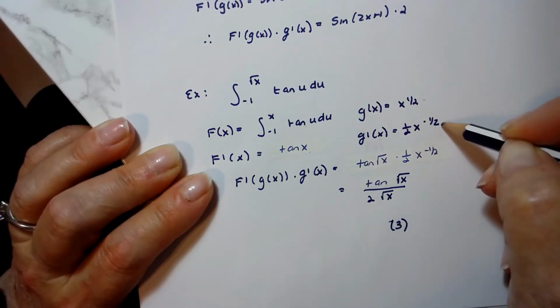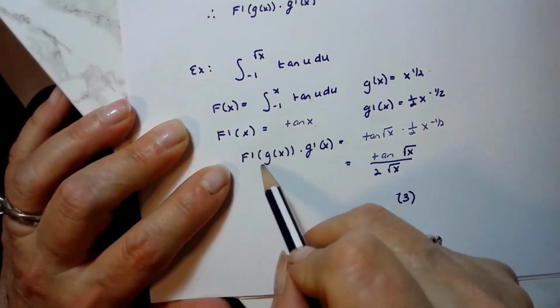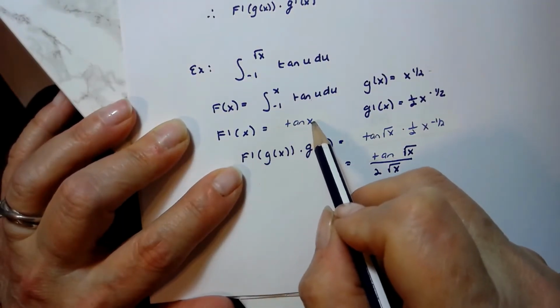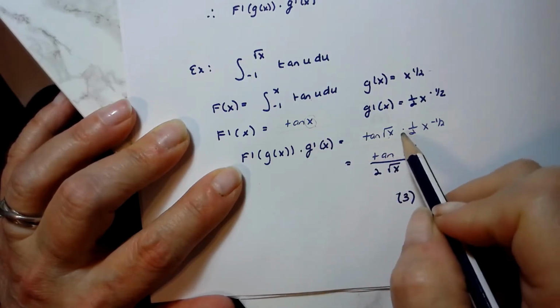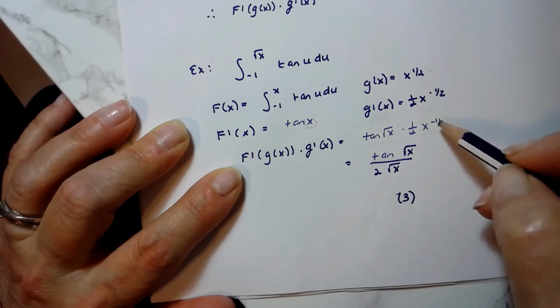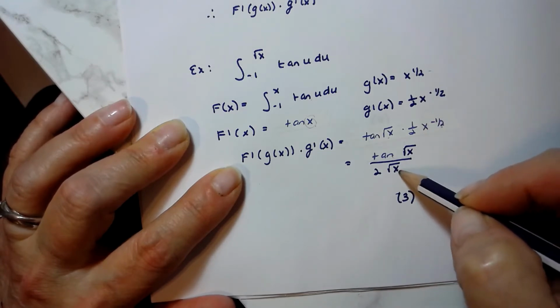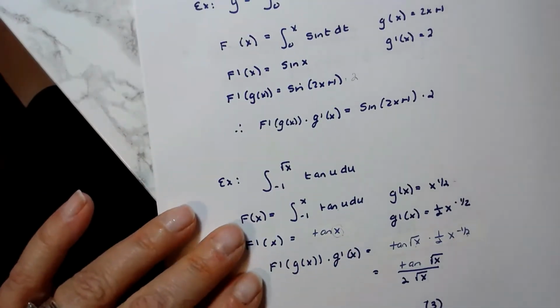So again, using the chain rule, derivative of the outside, I've got to recompose this with the inside now, so it's tan root x times 1/2 x to the -1/2. And if I clean that up, I can bring that negative exponent downstairs and rewrite it as a radical. So it's tan root x over 2 root x. Pretty nifty.